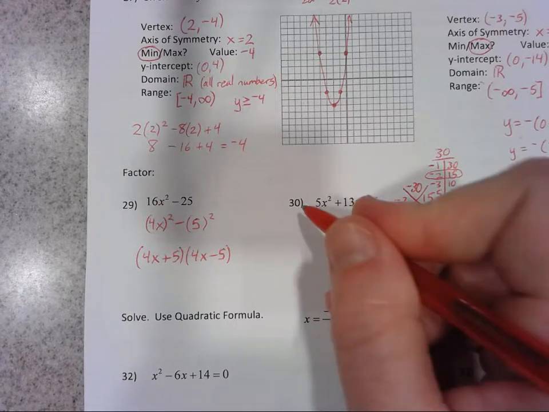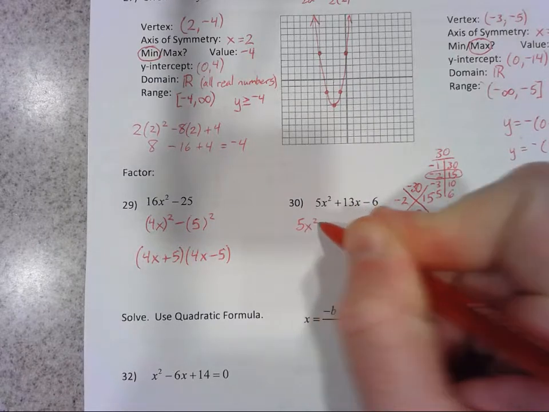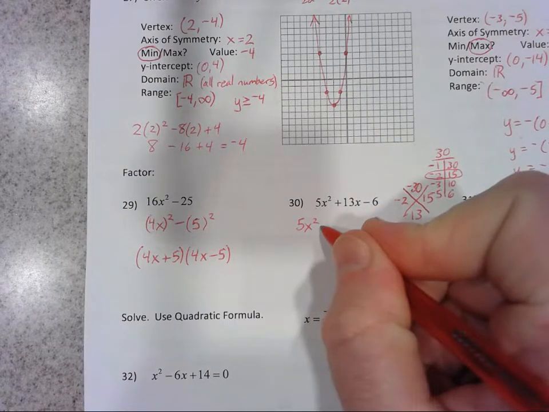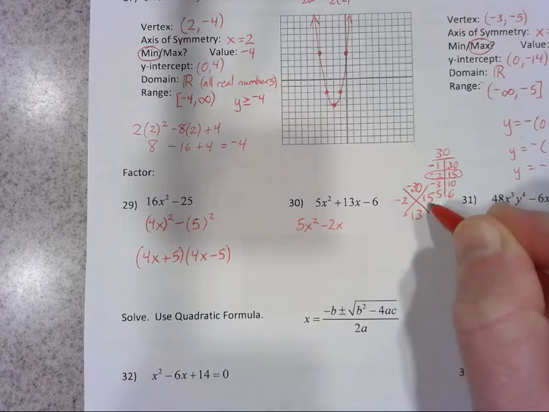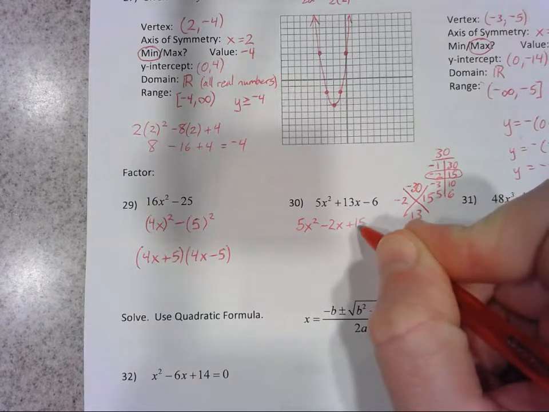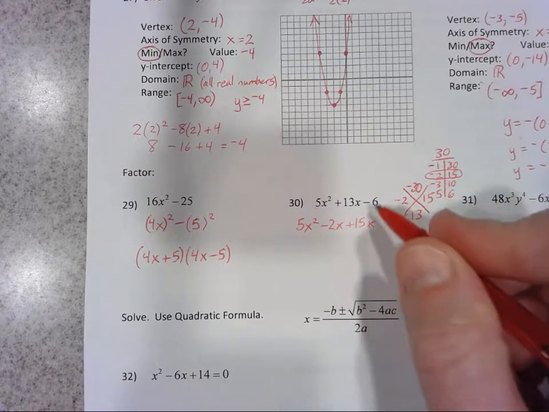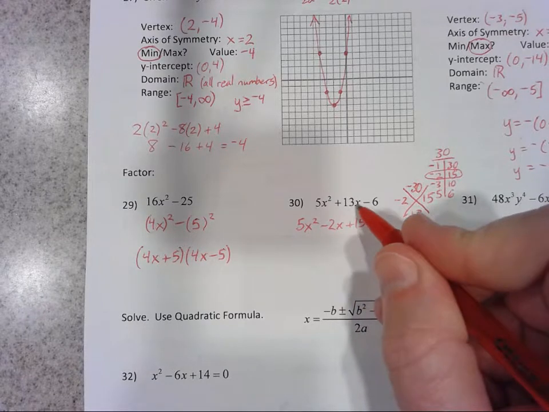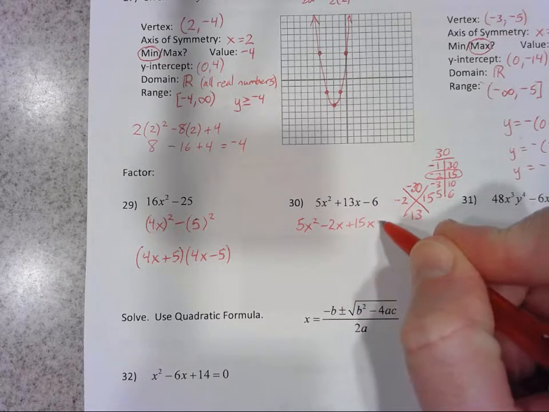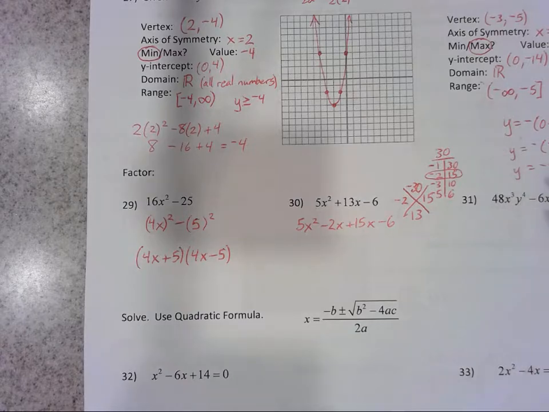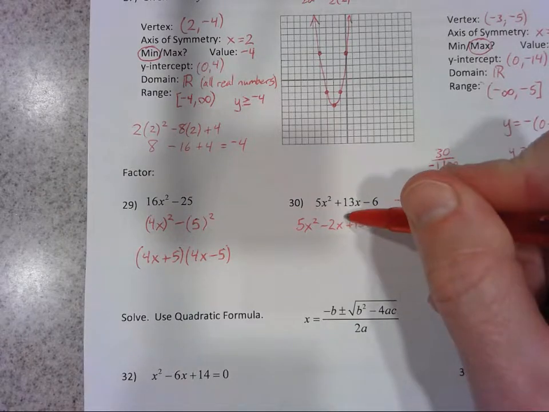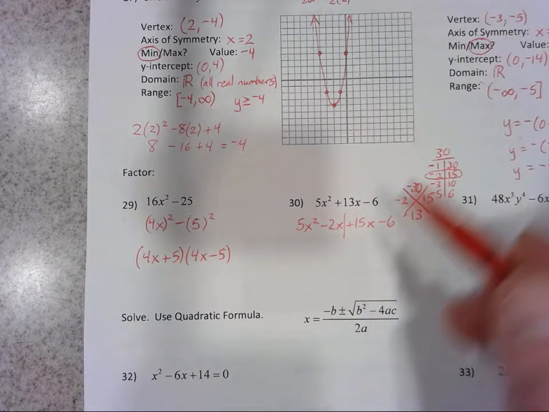So we keep the 5x squared, and we write these two down, -2x and plus 15x. So they both get an x next to them. Notice when you add them together you get 13x, and then we keep the -6. So now we're factoring by grouping. So we split these up right after the 2x.